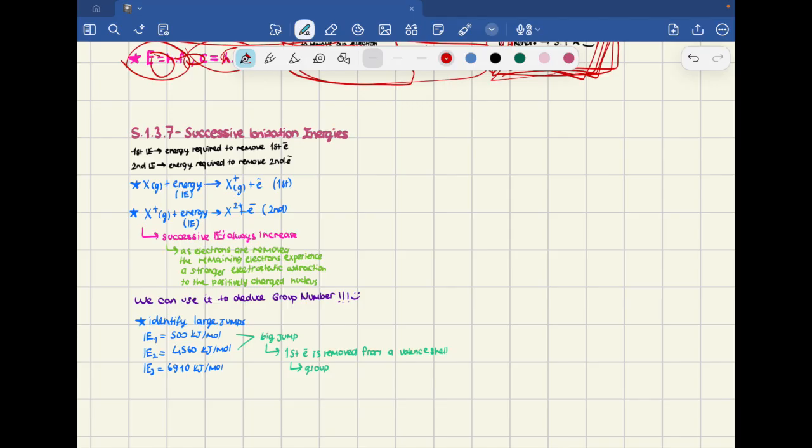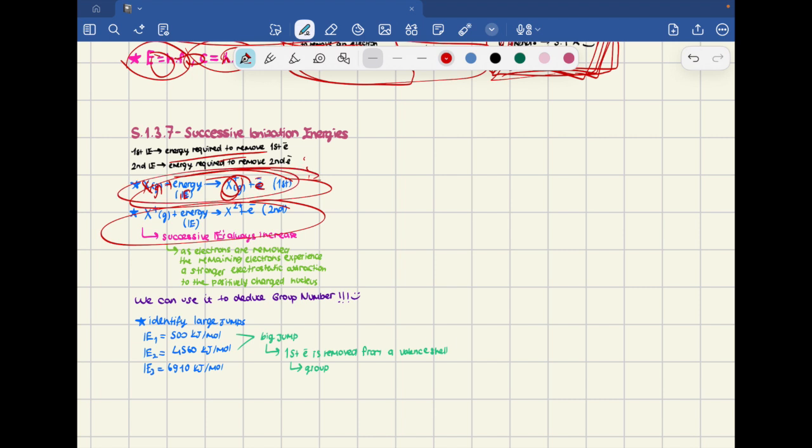So like the first one, energy required to remove the first electron, second one, energy required to remove the second one, the third one, energy required to remove the third. So this goes on for a while, right? And this is how you can represent the process by an equation. Here you can see our element in the gaseous state, and when you add the ionization energy, the gaseous atom will be ionized, and an electron will be removed.